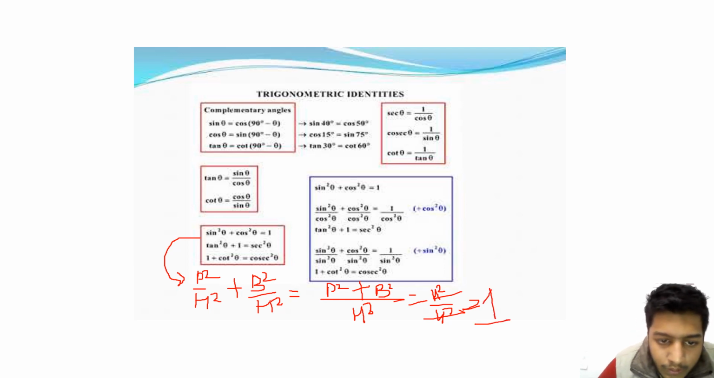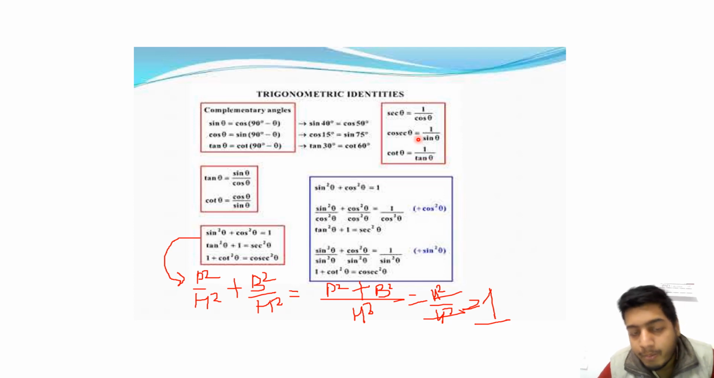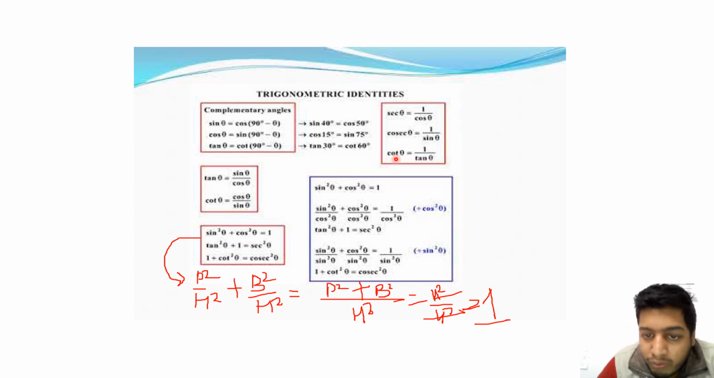Similarly, tan theta is sine theta upon cos theta. See, written over here. Okay, and these things need to be remembered. Sec theta is 1 upon cos theta, or cos theta is 1 upon sec theta. Both things are right. Okay, cosec theta is 1 upon sine theta, cot theta is 1 upon tan theta. So sec is the short form of secant, cosec is the short form of cosecant, and cot is the short form of cotangent. So these are the reciprocal functions. Okay, we can say them reciprocal functions. Okay, so these are complementary angles.